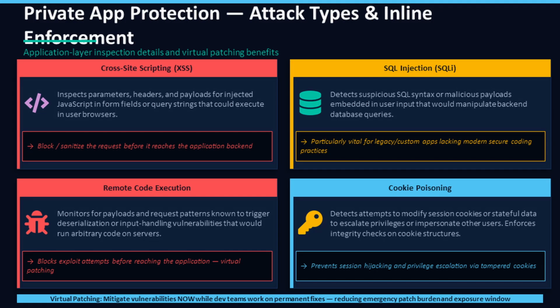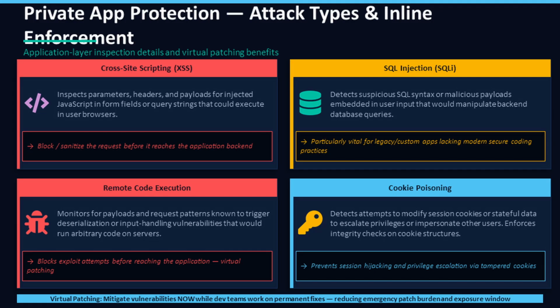Cookie poisoning is an attack that attempts to modify session cookies or other stateful data transmitted between client and server, escalating privileges, impersonating other users, or bypassing authentication checks. Private app protection enforces integrity checks on cookie structures and validates their content, preventing tampering. Now, virtual patching. This is one of the most operationally valuable concepts in application security, and it's worth spending a moment on it.